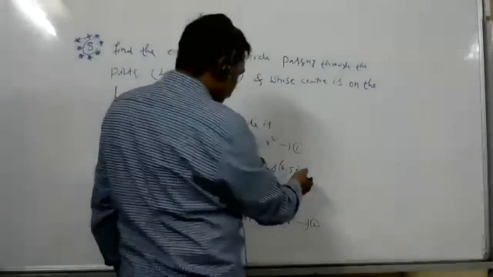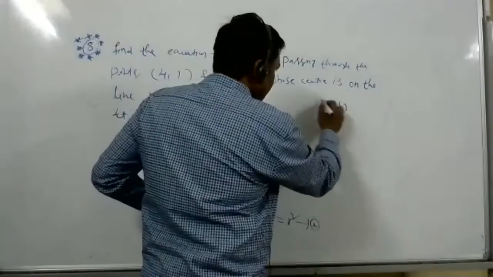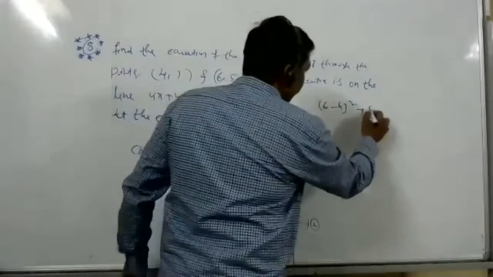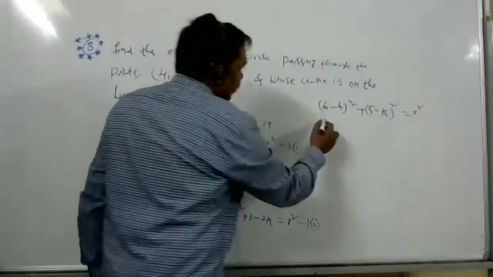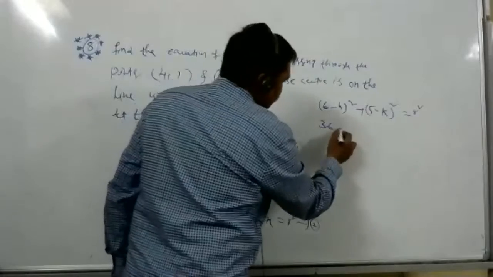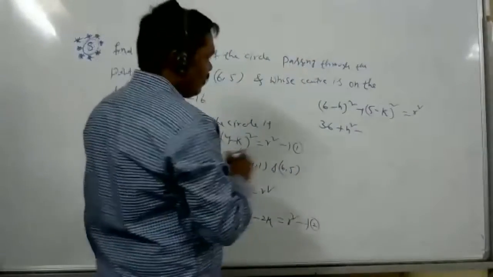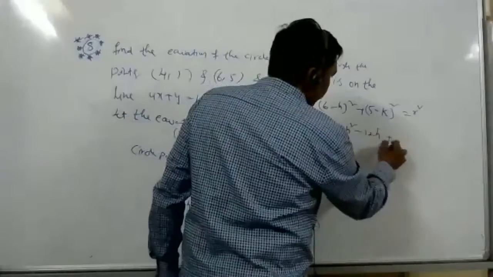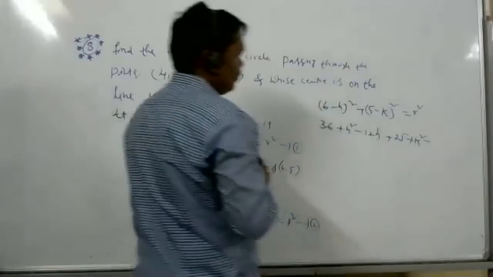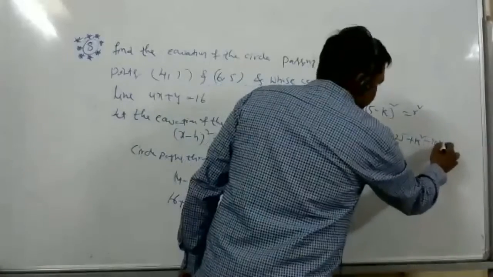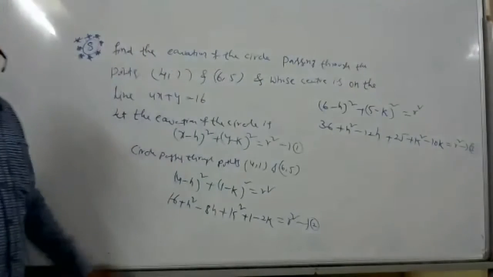Then substituting one more point: (6 minus h) whole square plus (5 minus k) whole square is equal to r square. Now 36 plus h square minus 12h, plus 25 plus k square minus 10k is equal to r square. This is equation 3. Understood?